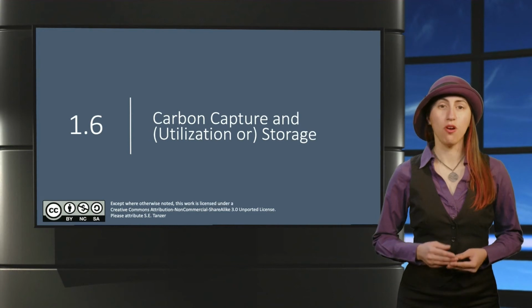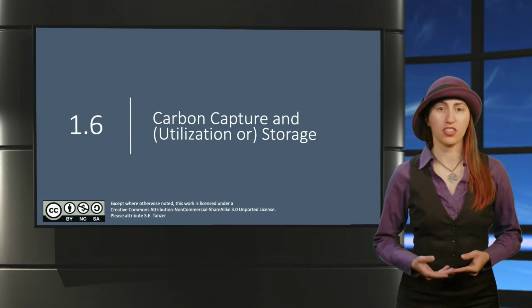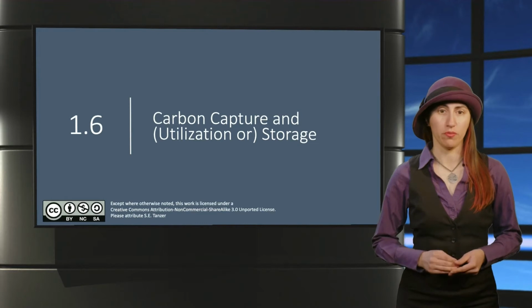Carbon dioxide is the most common greenhouse gas produced in industry. Today, we'll discuss some options for mitigating the emission of carbon dioxide when its production is unavoidable.